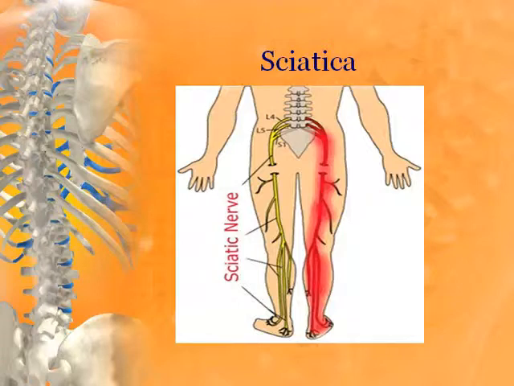As you can see in this picture, the nerve is coming out of the lower spine, and it's getting pinched. On the right hand side you see the nerve depicted in red color, getting pinched, and the location of the pain is also shown in this picture. In the buttock, back of the leg, back of the thigh, going into the foot.